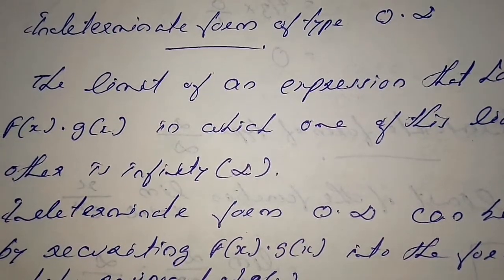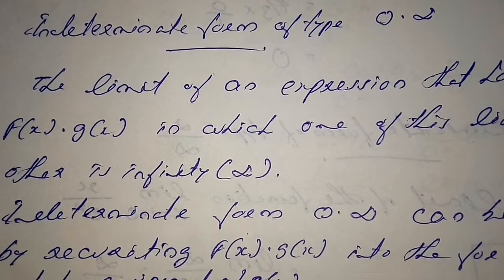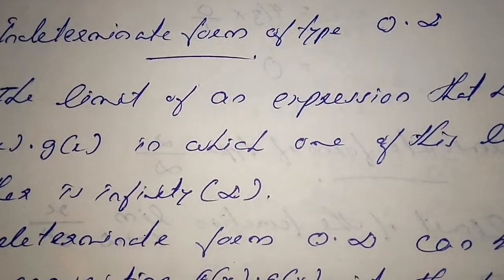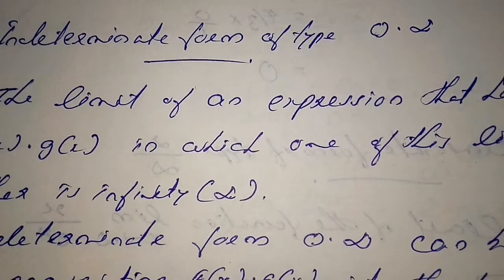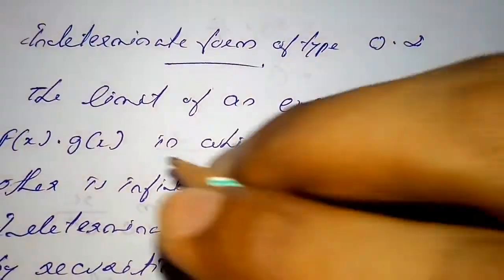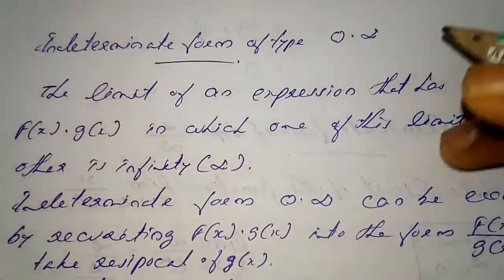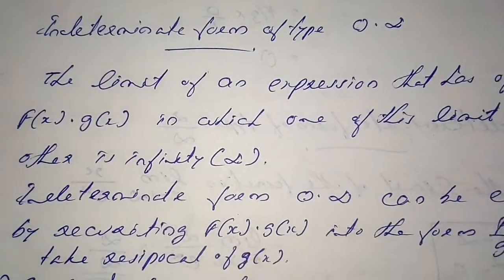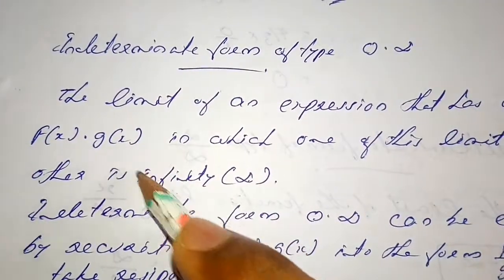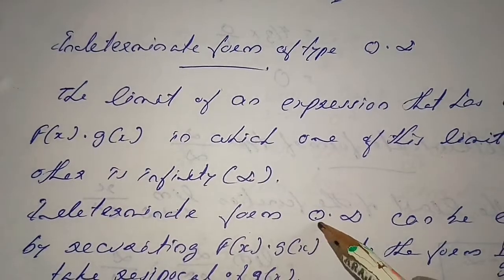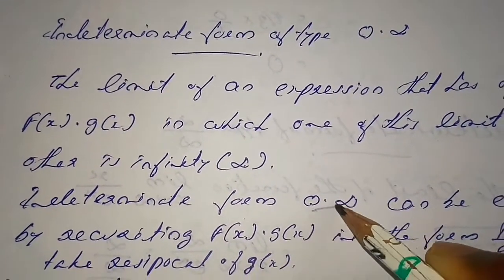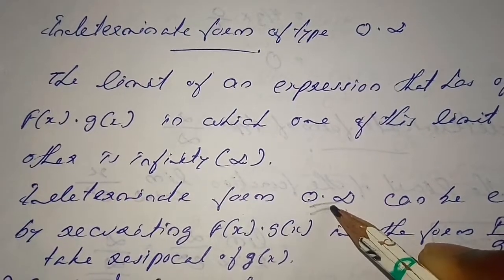Today I am going to talk about the indeterminate form of type 0 into infinity, and how to solve if we get a solution in the form of 0 into infinity. The function is f of x into g of x, and by solving a solution that is in the form of f of x into g of x, we have arrived at a value 0 into infinity, so we have to find another solution for that.